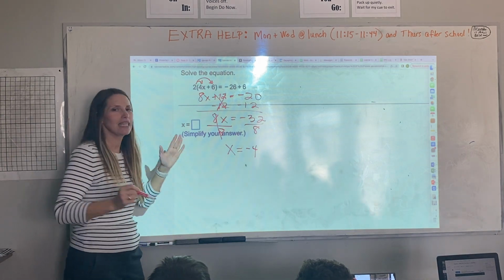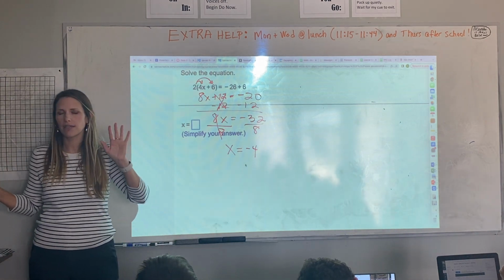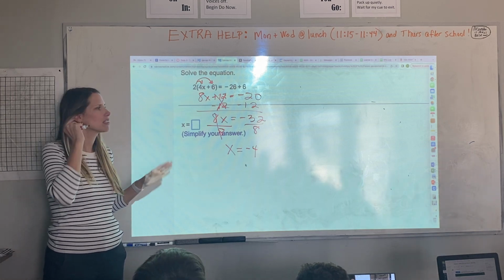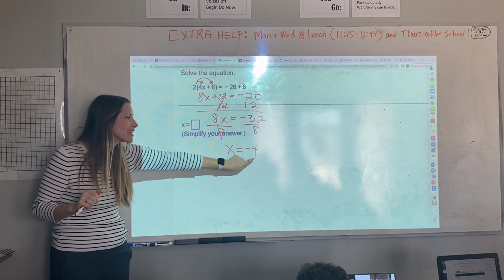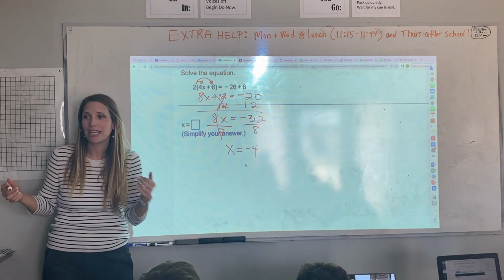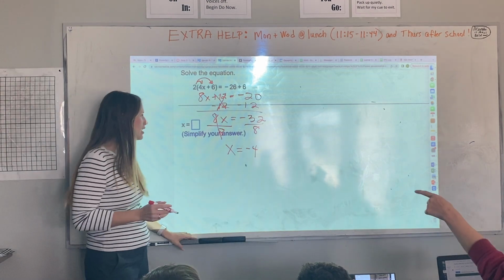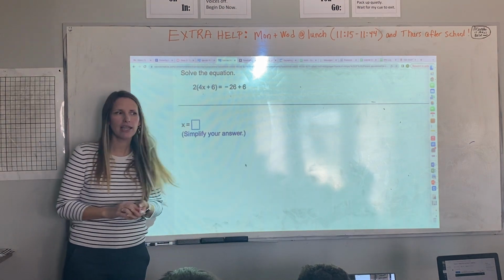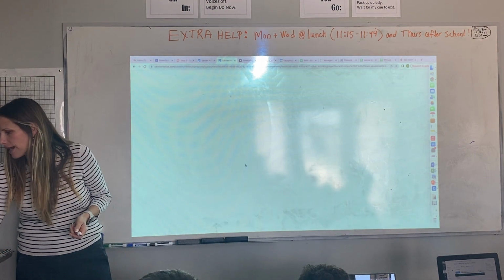X is negative 4. Listen guys, on your test, especially if you have time, I know sometimes it takes a lot of time to solve these, but you can plug this back into your equation and make sure it's true, make sure it works. Make sure you did all your math right, make sure you did your negatives and positives right. All right, we are moving on to the next question.